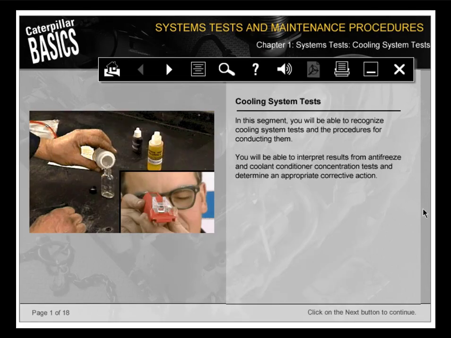In this segment, you'll be able to recognize cooling system tests and procedures for conducting them. You'll be able to interpret results from antifreeze and coolant conditioner concentration tests and determine an appropriate corrective action.